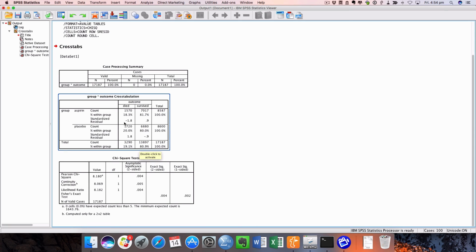Where does it seem to be? Well, these are the biggest residuals, the minus 1.8 and 1.8. So we've got fewer died in the aspirin group than expected, and more died in the placebo group than expected. Cool. That's it.